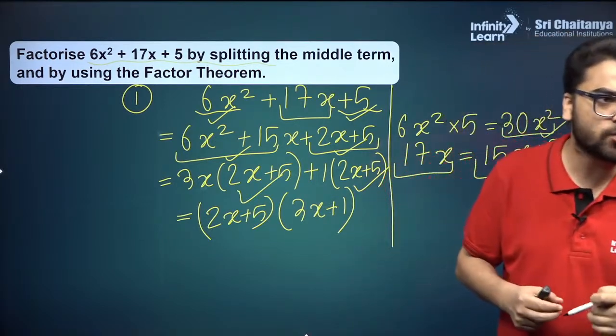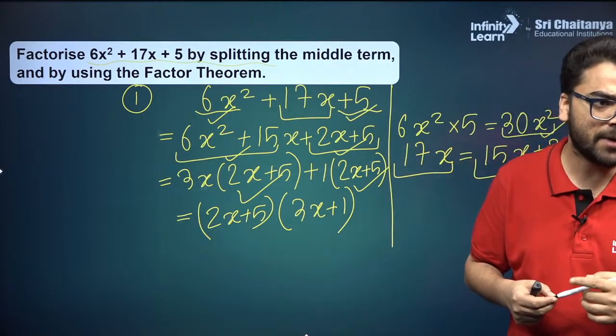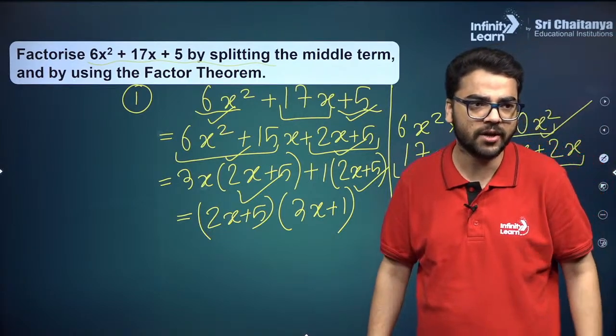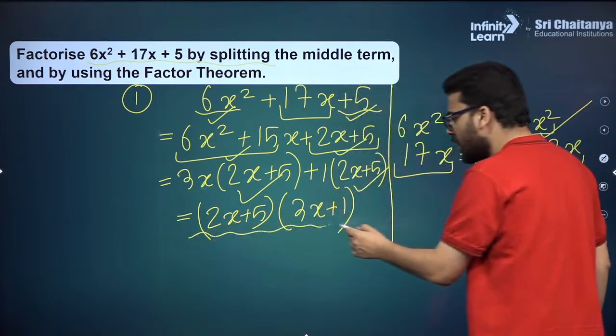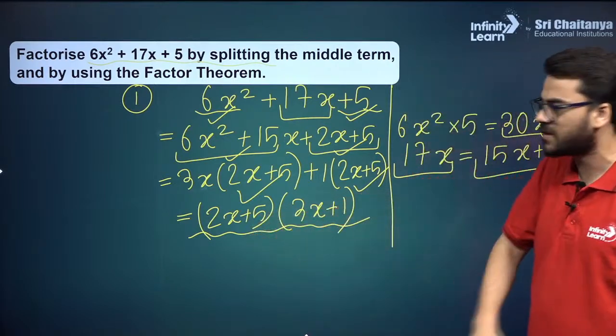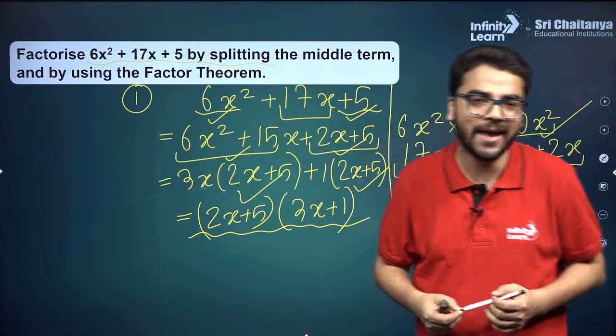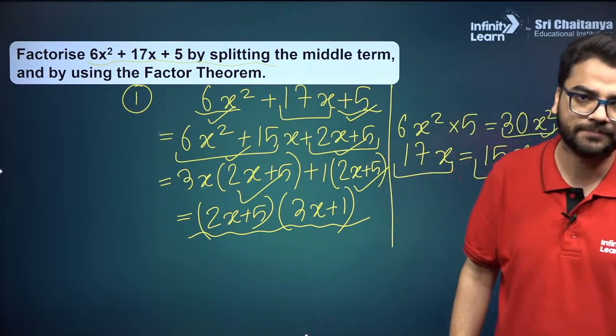Is it clear to every student in this session? Kazim, Shanu, Yash, Nawaj, Amarnath, any doubt in this thing? Hello Ashik. Any doubt in this factorization of this polynomial using splitting the middle term? So we have got 2x plus 5 and 3x plus 1. That's how you factorize a quadratic polynomial using splitting the middle term.